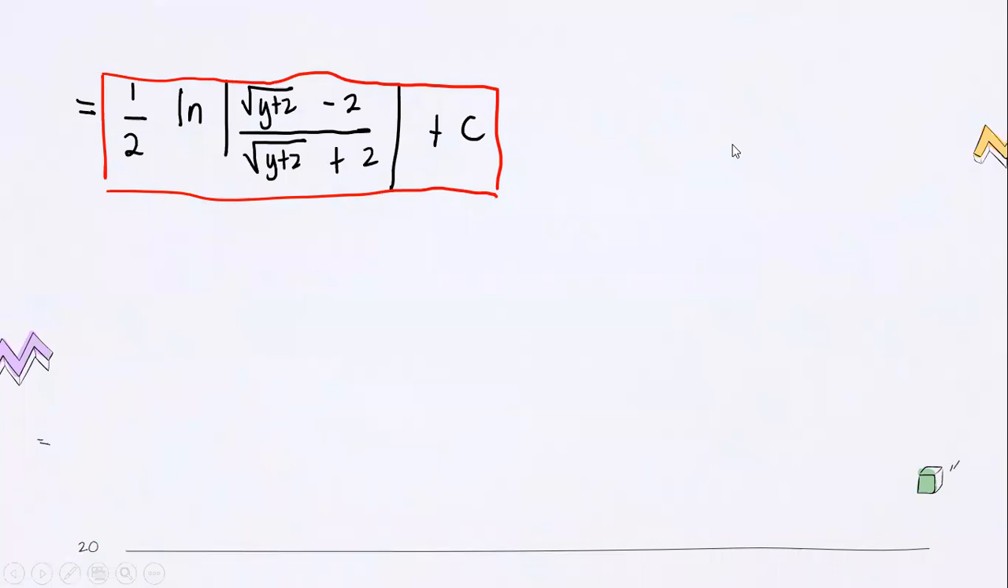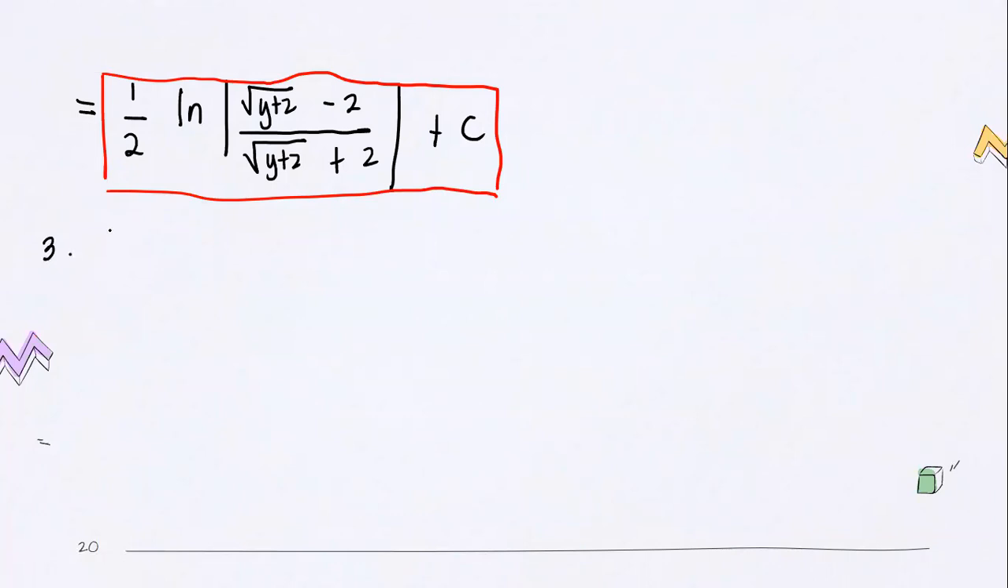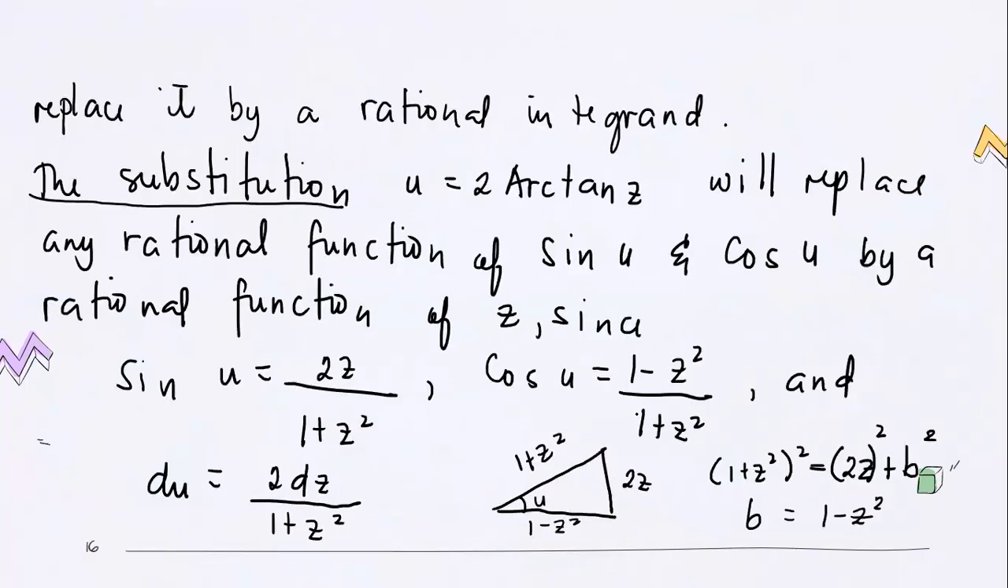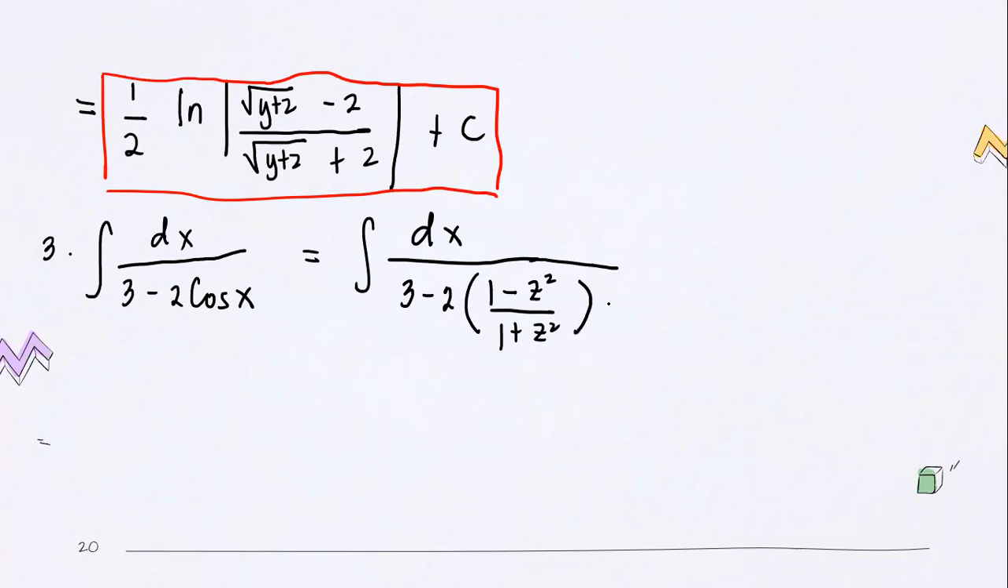Okay, number 3 example. Integral of dx over 3 minus 2 cosine x. Okay, let's go back to the substitution. We have cosine x, that is 1 minus z squared over 1 plus z squared. Equal to integral dx over 3 minus 2 times cosine x, which is 1 minus z squared over 1 plus z squared.